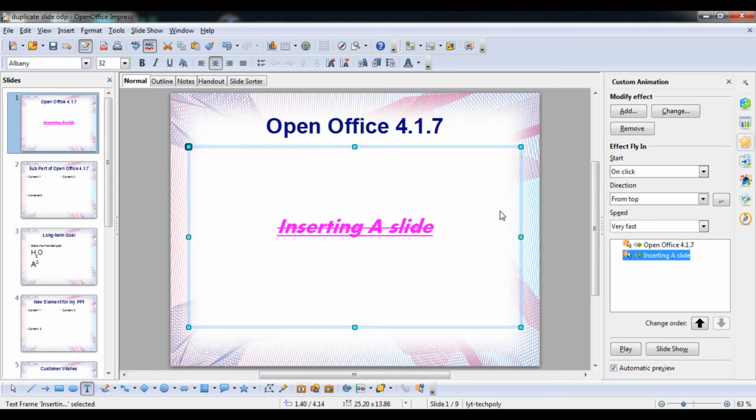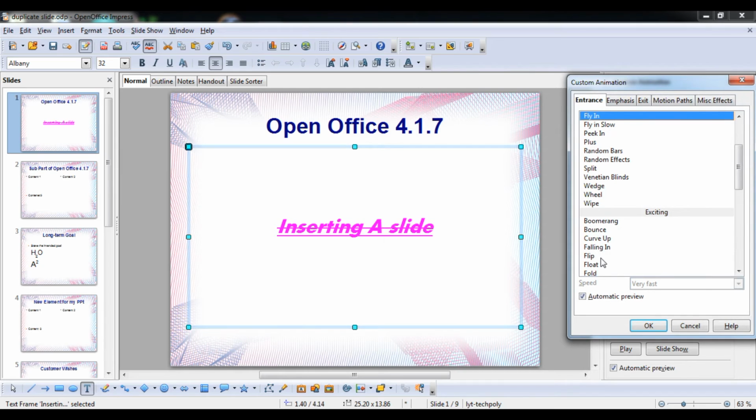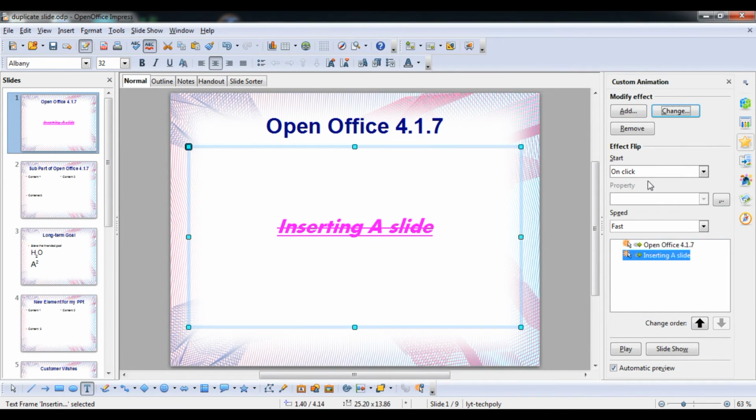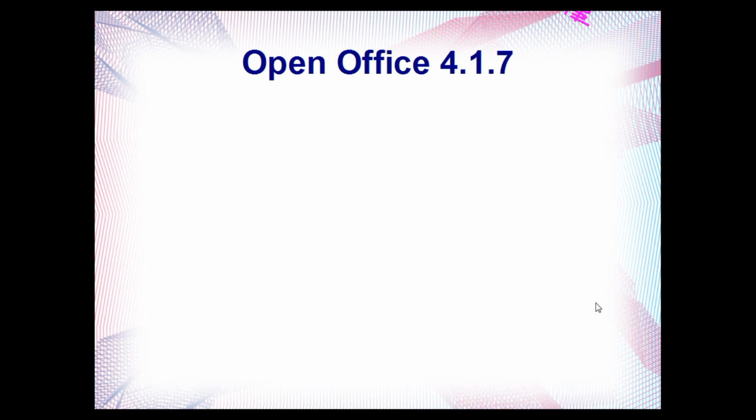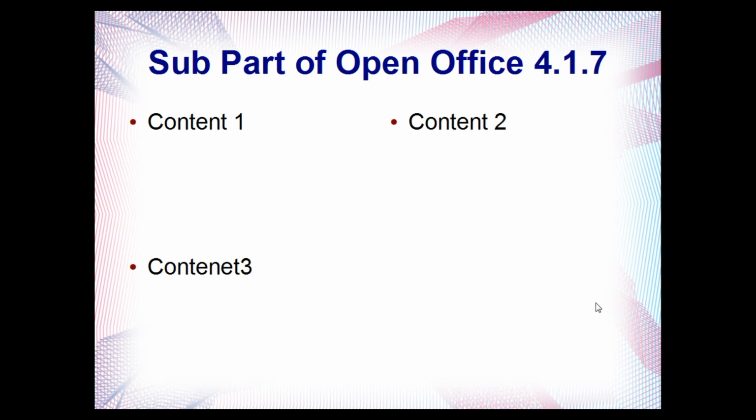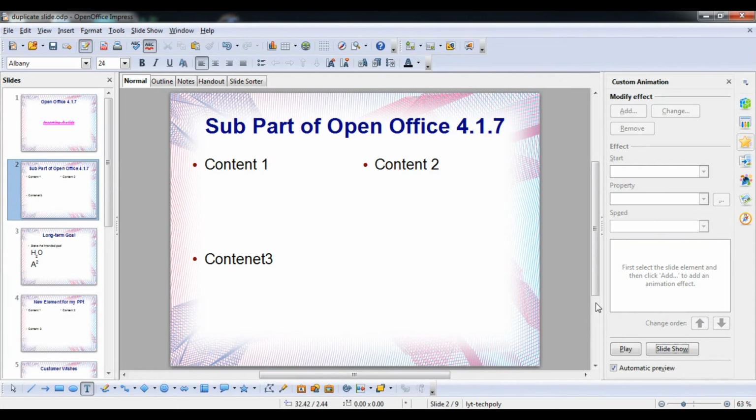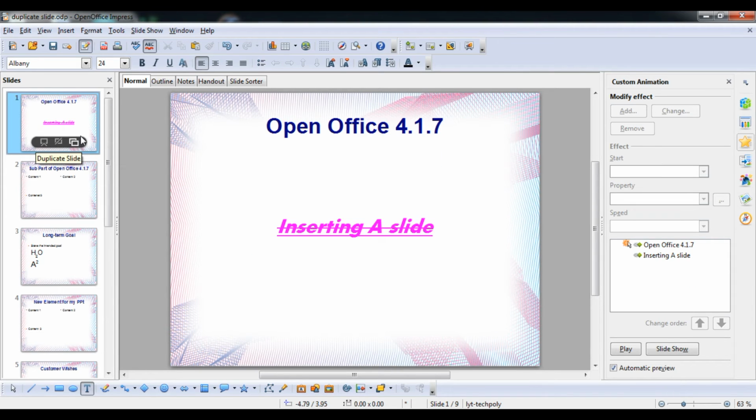Here you can remove the effect, I mean the animation, also. You can change it by this flip, or you can choose on click, with previous. Fast, slow, you can give this, and you can see it in the slideshow also. As you click, you can see it will come like this. So here we have understood how to perform the custom animation.